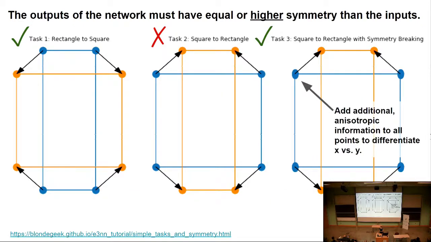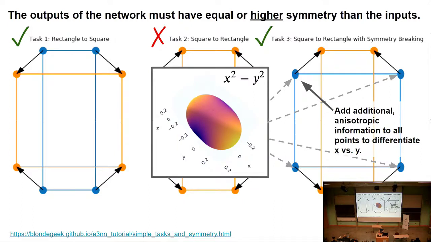We can actually modify the second task and do square to rectangle with symmetry breaking. We're going to add just a very little piece of anisotropic information on each point. We're going to add a component in the x squared minus y squared spherical harmonic. This is just a single entry of the input to this network. Just by adding this slight anisotropy, basically saying x is different than y, it can learn the task perfectly. It'll look exactly like it did in task one. This is super non-intuitive and subtle, but it's a really cool thing.